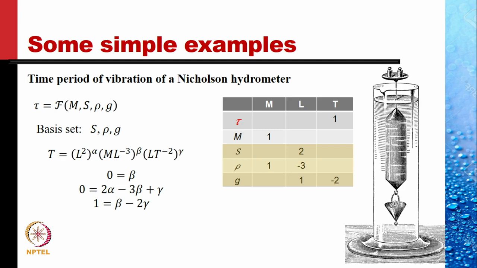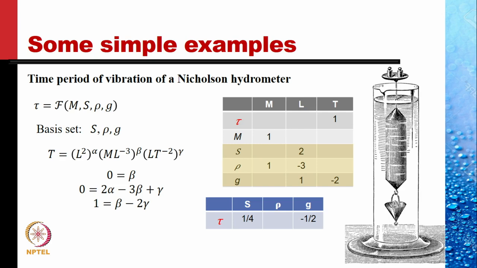For length, the first S contributes 2 alpha, rho contributes minus 3 beta, and G contributes gamma. So the equation is 0 is equal to twice alpha minus 3 beta plus gamma. Similarly for time, 1 on the left hand side, beta minus 2 gamma. From this, we can find out the dimensions of tau as S raised to power 1/4, rho raised to power 0, and G raised to power 1/4.